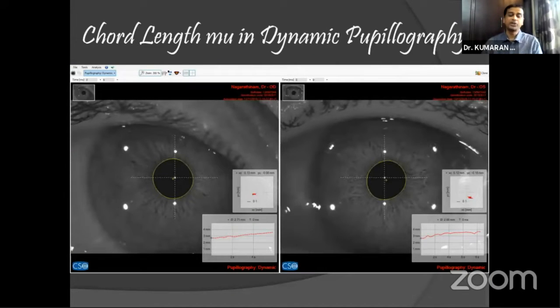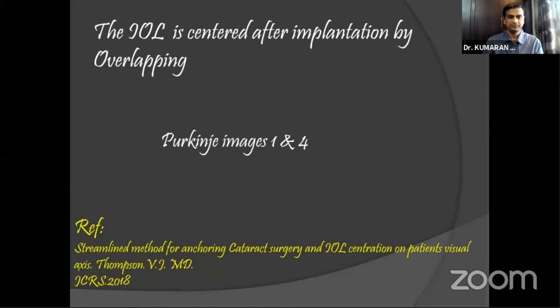The chord length mu actually varies in different pupil sizes: mesopic, scotopic, and photopic vision. It is always a good practice to measure the deviation of the chord length mu in all these different lighting conditions. When you have a deviation of more than 1 millimeter, you have to be really careful, because these are the patients who, even when you give them 6/6 vision, still complain of dysphotopsia because of the variation between the center of the pupil and the visual axis.